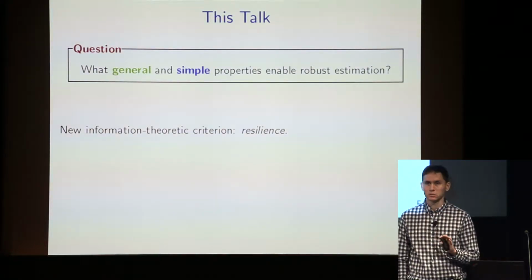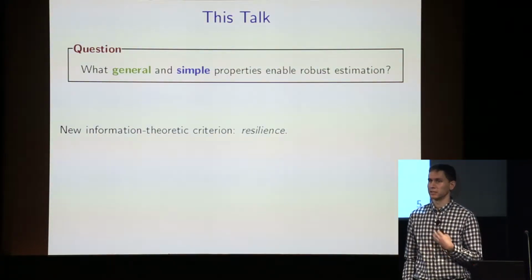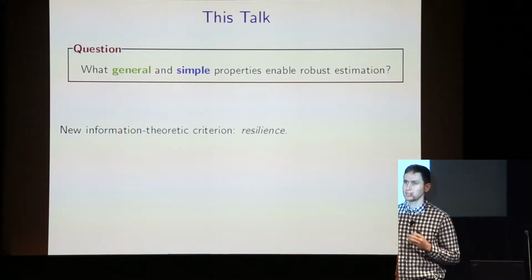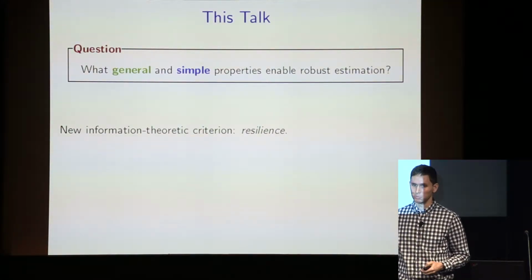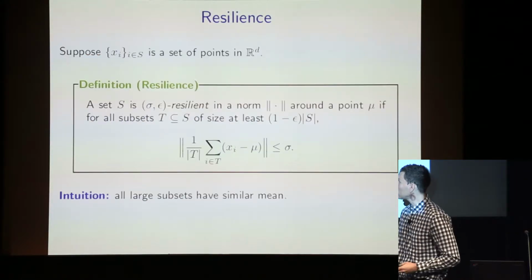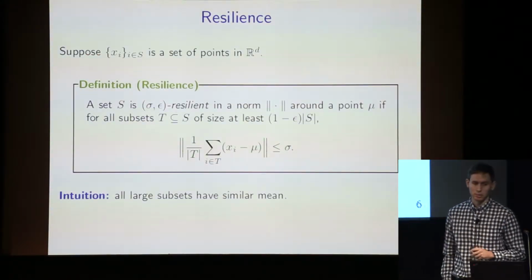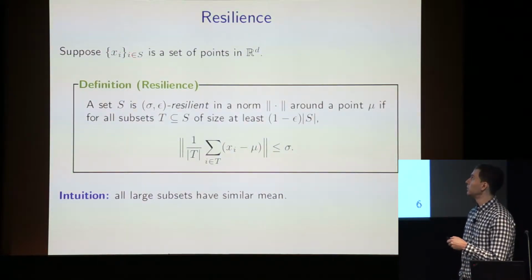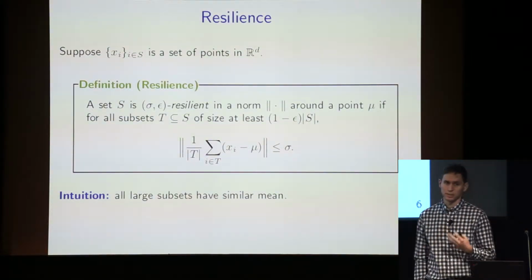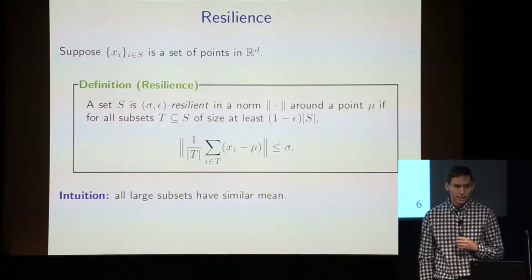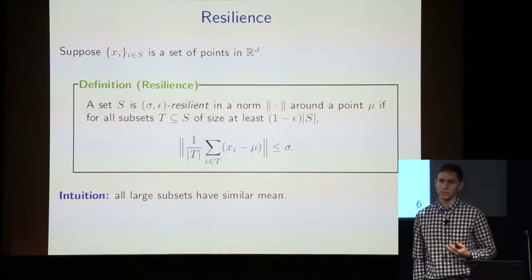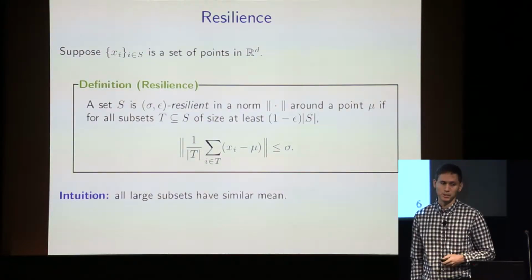And so what we're going to do is propose a property, actually a deterministic property that a data set can satisfy called resilience, which is going to enable robust mean estimation. So here's the property. We're going to imagine we have a collection of points in d-dimensional space that we're going to think of as being the clean data. And we're going to say it's resilient, intuitively, if every large subset of it has approximately the same mean.